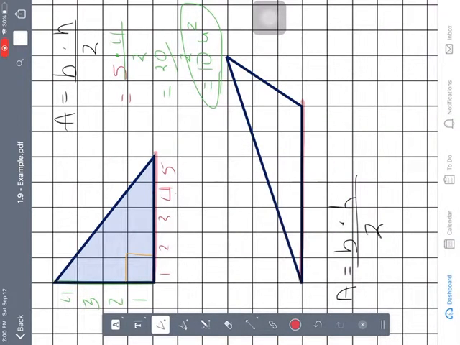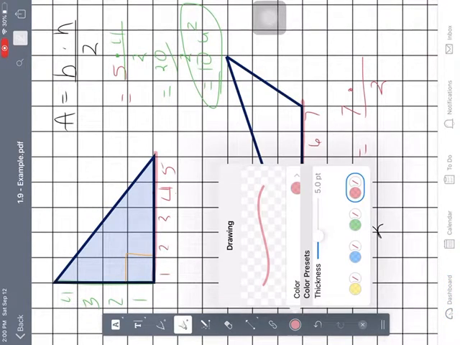I'm going to count the value for my base: 1, 2, 3, 4, 5, 6, 7. So now I've got the value of my base, and I'm going to go ahead and put that into my formula. 7 times... I don't know my height yet, so I'm going to figure that out next.